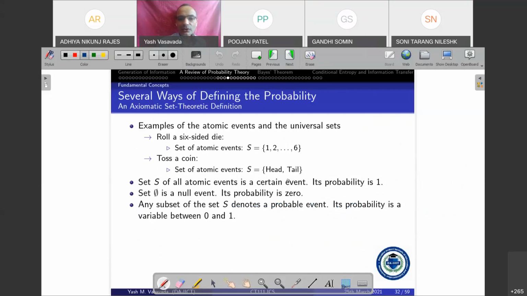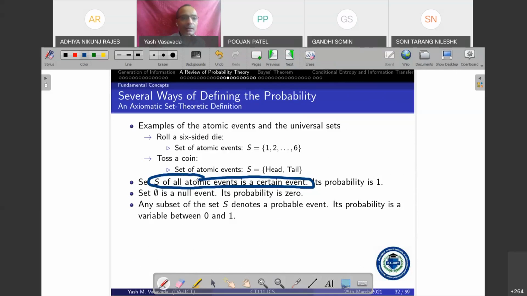Toss of a coin will have 2 atomic events. Either it is head or tail, and so on. The superset or the universal set is always going to be called a certain event. Its probability is going to be 1.